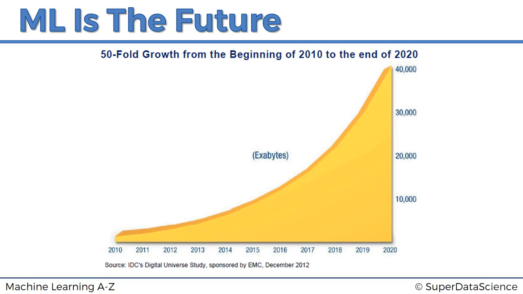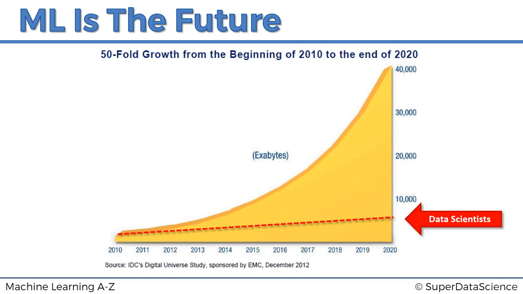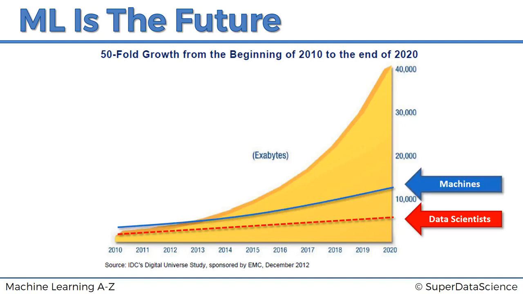So this is an actual study. It was done by IDC and was sponsored by EMC. So this is all researched. Now, what is not researched is these lines that I'm going to draw now, but this is my impression of what's going on in the world. This is where I think we are as data scientists, our capacity to process the data that's in the world. Then if you draw the machines, this is the line that represents how much of the data that exists in the real world machines are actually using.